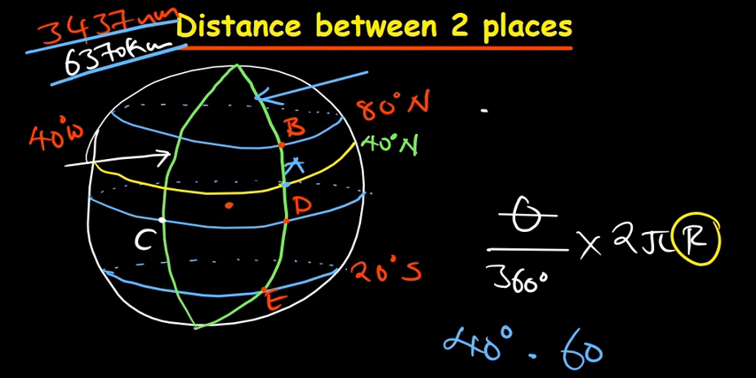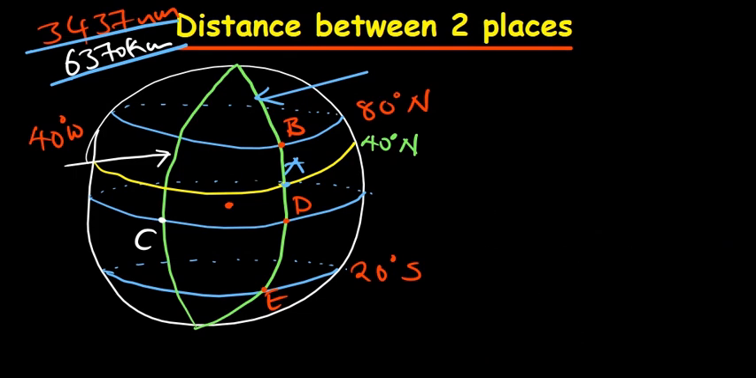Now the other thing that we have to understand is how we deal with opposite poles. Okay, so one example is if we try to look at A and E. In this case, we have seen that A is 40 degrees north and E is 20 degrees south. How do we determine the distance between them?